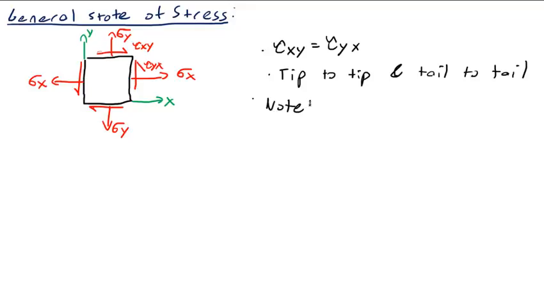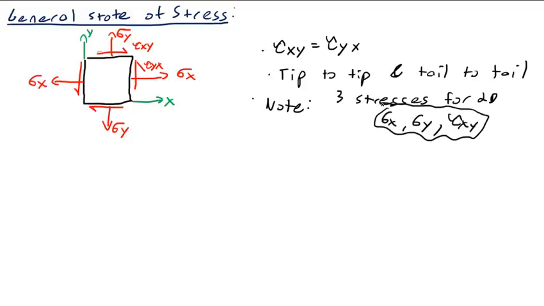Note: 3 stresses for 2D. If we were in 3D, we would have 6 stresses. Sigma x, sigma y, and tau xy. Those are the stresses on a point. Okay.